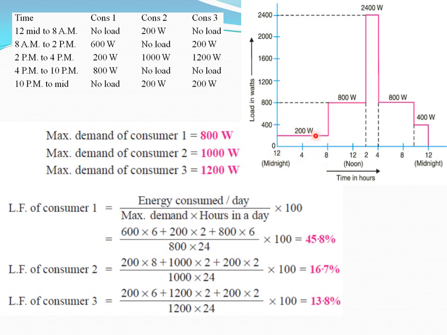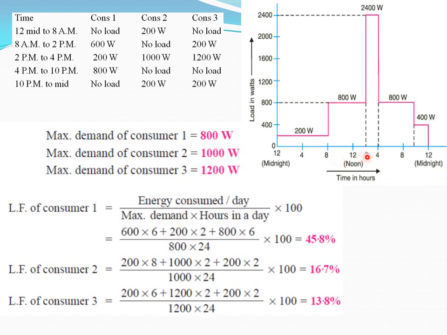Next is your average demand. In the question they have given you per year. So the units generated per year divided by hours in the year. So units generated is 61.5 into 10 power 6 and hours in a year means it is 24 into 365. So you will be getting this value.